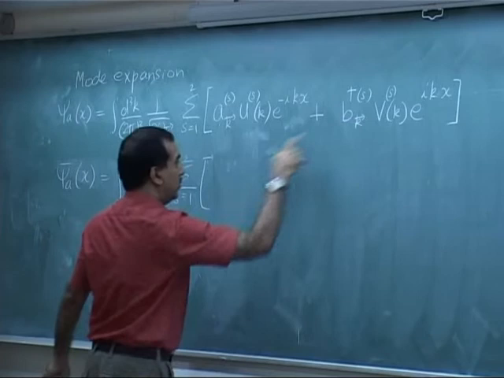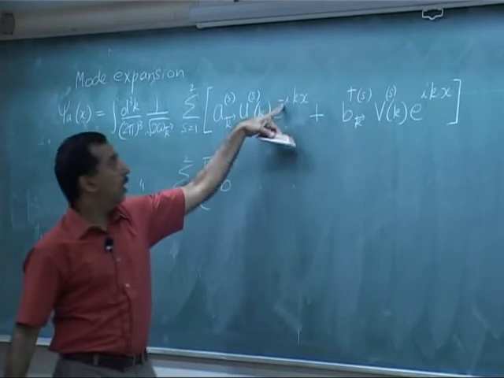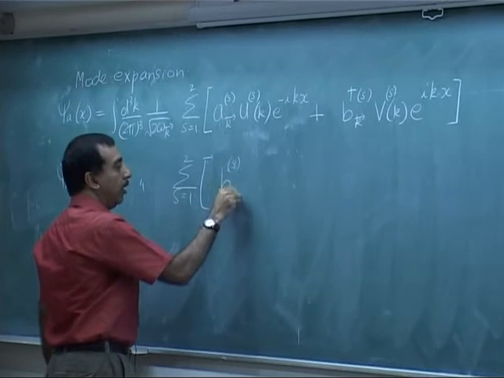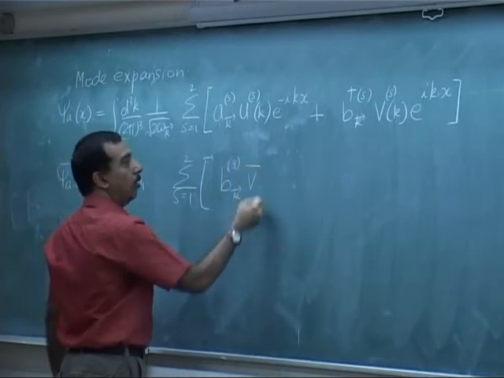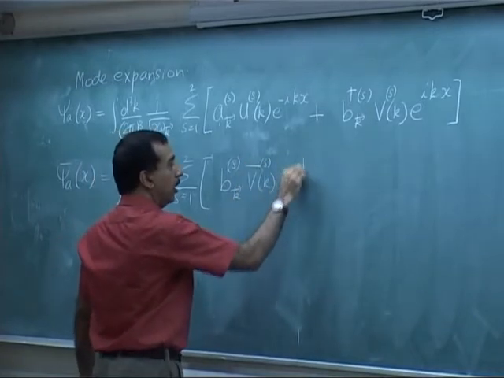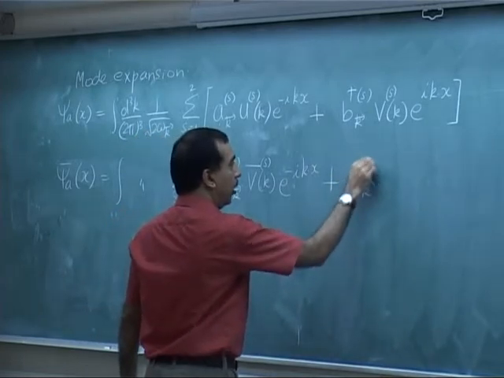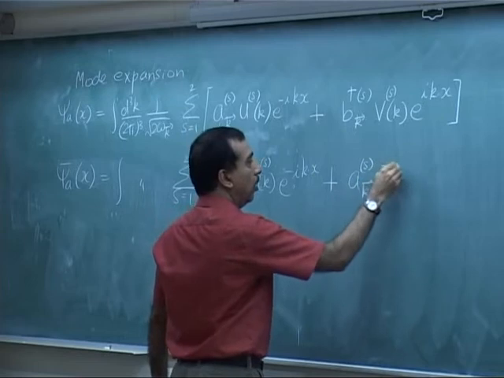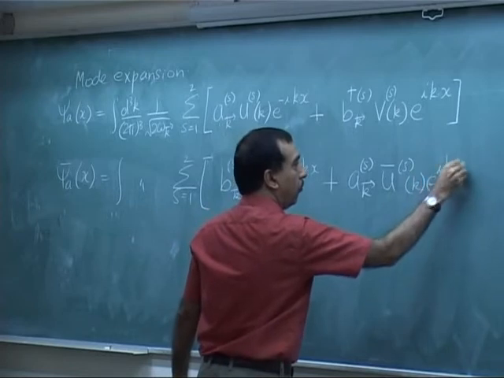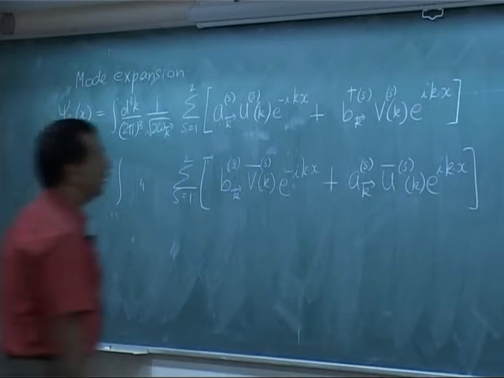Well, the bar of this term will be written here. Remember that bar also has complex conjugation, so the plus i becomes a minus i up there. So b_s(k) v-bar_s(k) e^{-ik·x} plus a_s(k) u-bar_s, dagger.